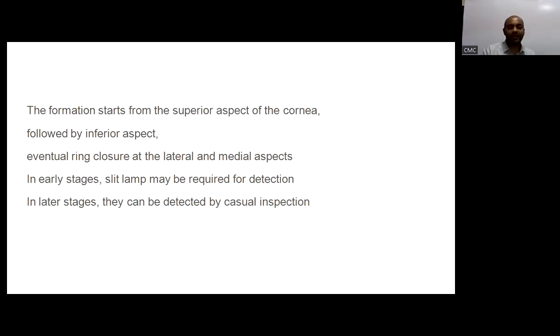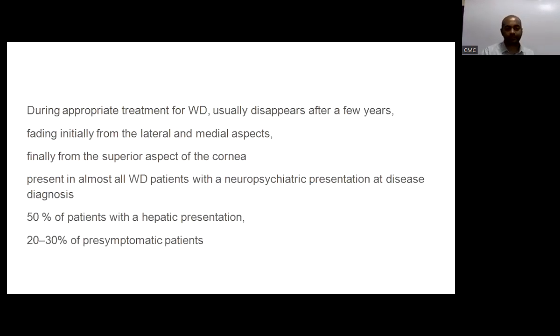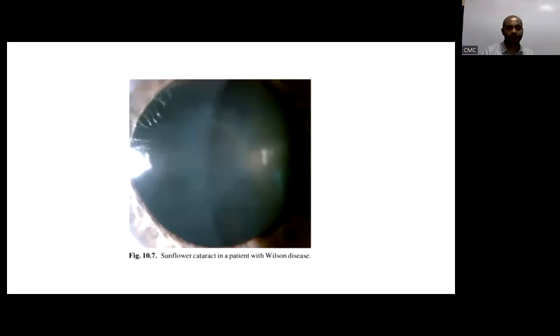In early stages, we need a slit lamp for detection. In later stages, it can be seen by casual inspection. Now, during appropriate treatment for Wilson disease, the KF ring can even disappear. It starts fading initially from the lateral and medial aspects and finally from the superior aspect of the cornea. It is present in almost all patients with a neuropsychiatric presentation. In 50% of patients with hepatic presentation you can have a KF ring, and 20 to 30% of pre-symptomatic patients can also have a KF ring. Another manifestation is sunflower cataract.